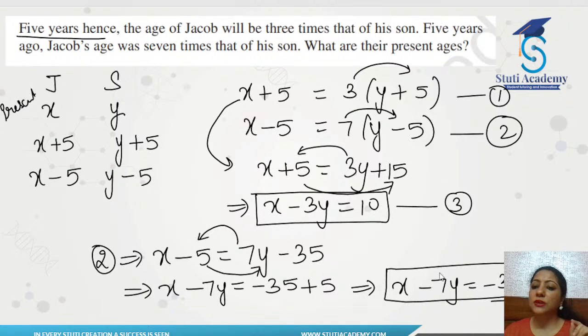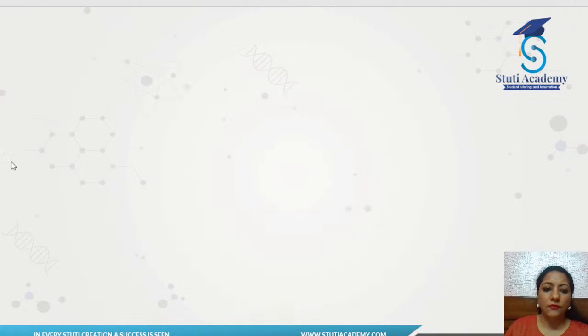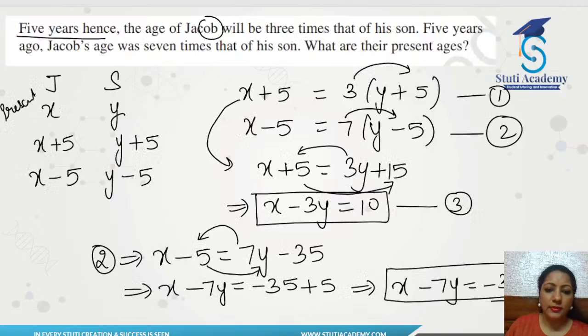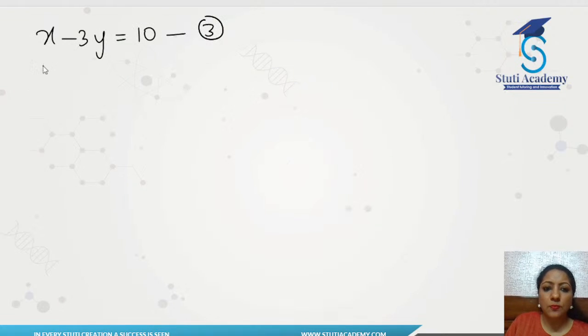So we'll be using 4 in place of 2. And we will also be using 3 in place of 1. So let us now write down equation 3 and 4. We have X minus 3Y is equal to 10. That's the third equation. And then we have X minus 7Y is equal to minus 30. That is the fourth equation.